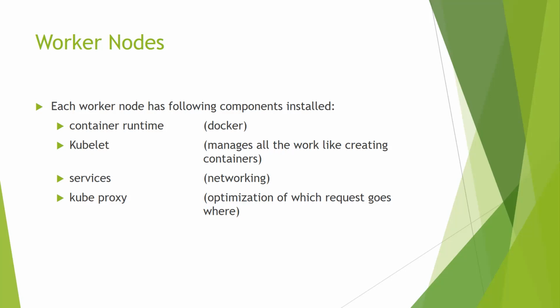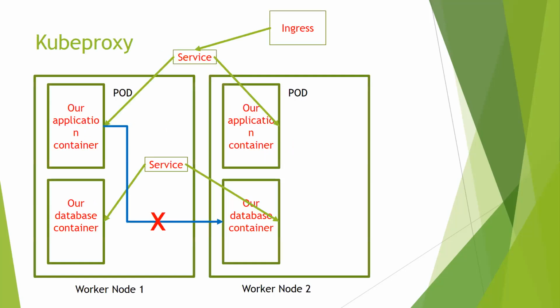And the kube proxy. I think I have explained it in the animation. What kube proxy does is, it optimizes traffic. If you have an app container and a database container, let's say it optimizes which traffic goes where. So we have our application pod and our database pod, and let's say the database pod is running on some other physical node.